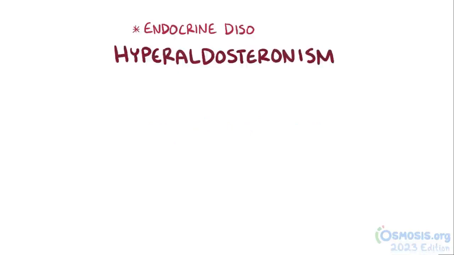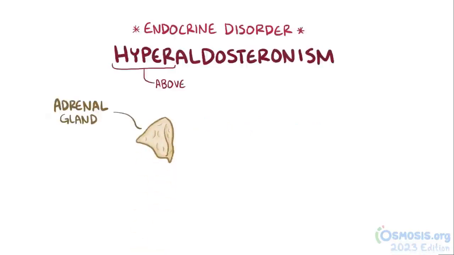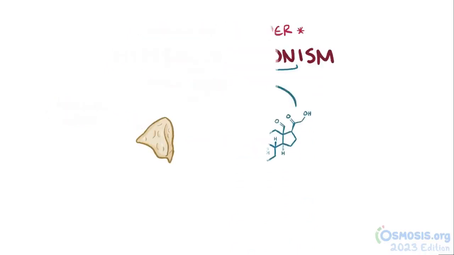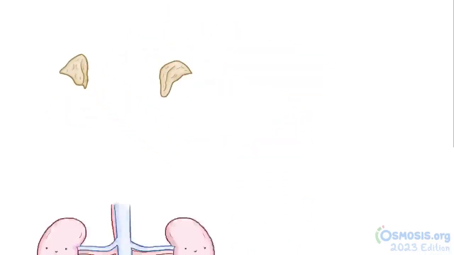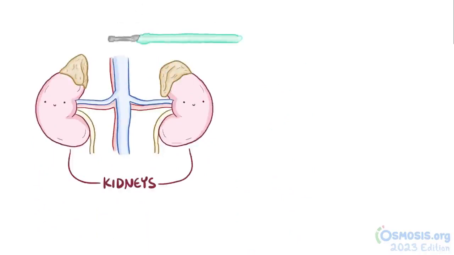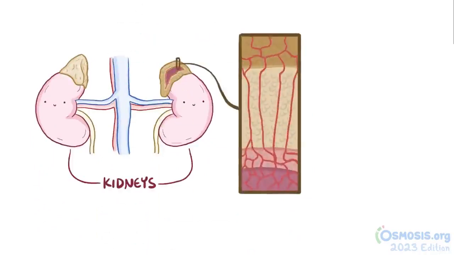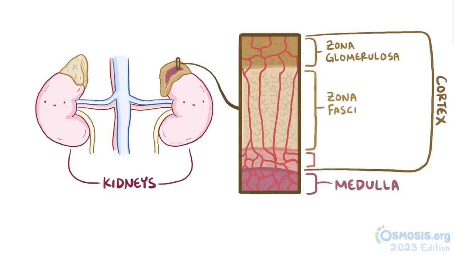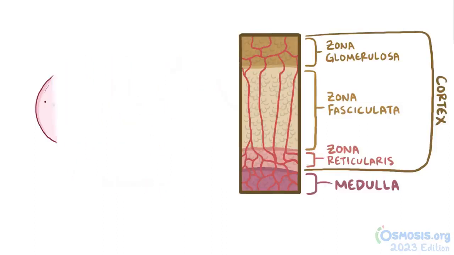Hyperaldosteronism refers to an endocrine disorder where the adrenal gland produces above normal levels of the hormone aldosterone. Now, there are two adrenal glands, one above each kidney, and each one has an inner layer called the medulla and an outer layer called the cortex, which is subdivided into three more layers: the zona glomerulosa, the zona fasciculata, and the zona reticularis.